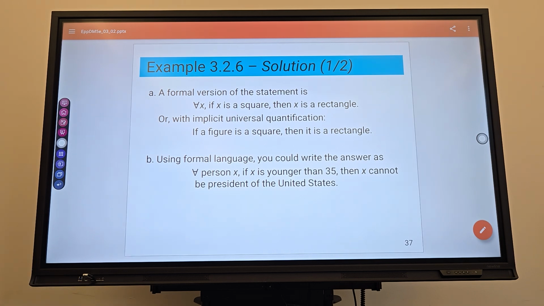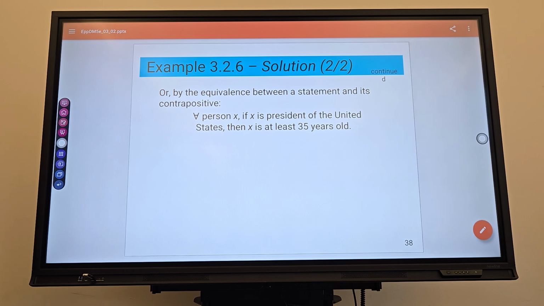Using formal language: if X is younger than 35, X cannot be the President of the United States. Or by the equivalent, because of contrapositive, if X is the President of the United States, then X is at least 35 years old.